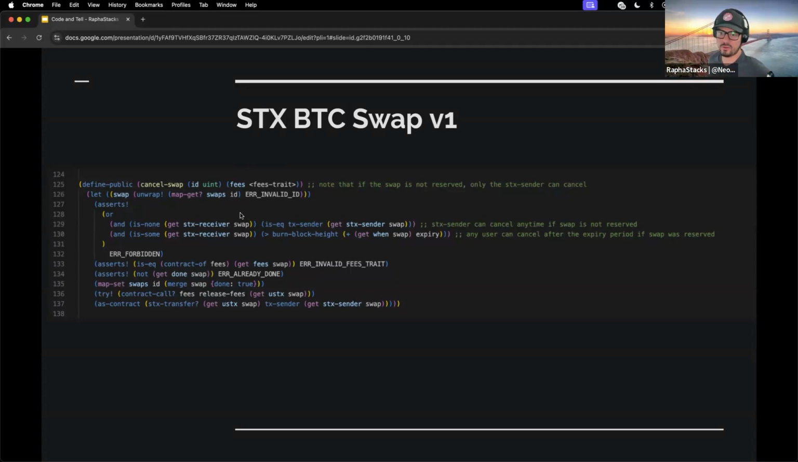Why did I do it this way? Does somebody have a clue? It was a very, very edge case of what happens if the Stacks blockchain is congested and the STX sender claims, "Hey, I wasn't able to cancel the swap, even though the offer to swap was expired, because it was congested." So this was putting both the STX sender and the Bitcoin sender on a fair race to either cancel the swap or swap it.